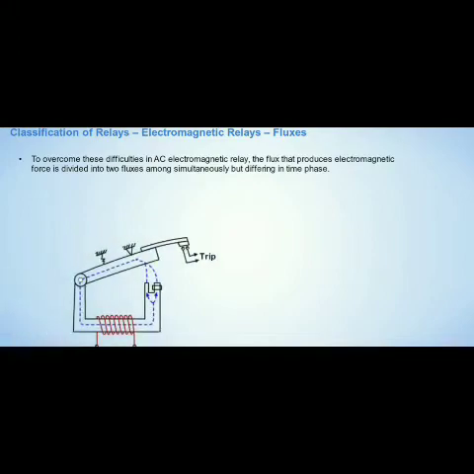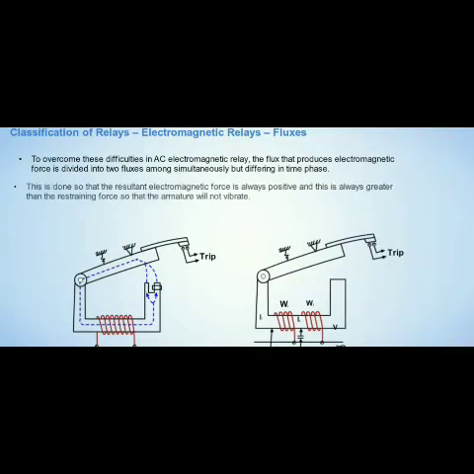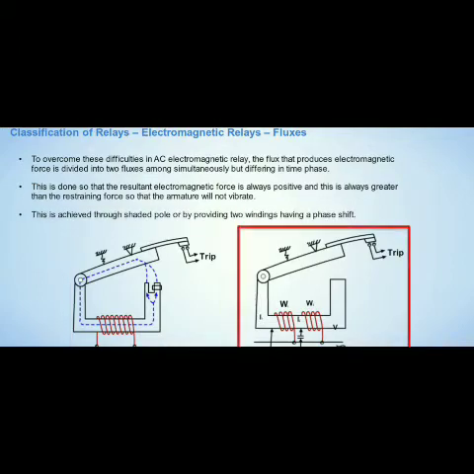To overcome these difficulties in AC electromagnetic relays, the flux that produces electromagnetic force is divided into 2 fluxes acting simultaneously but differing in time phase. This is done so that the resultant electromagnetic force is always positive, and always greater than the restraining force, so that the armature will not vibrate. This is achieved through a shaded pole or by providing 2 windings having a phase shift.